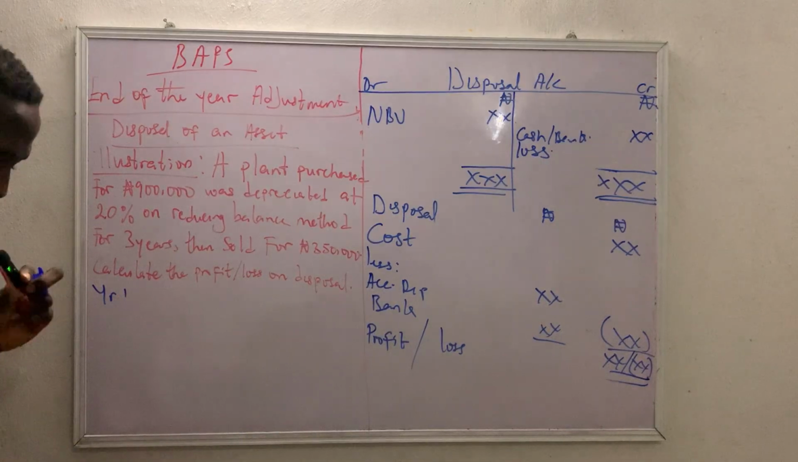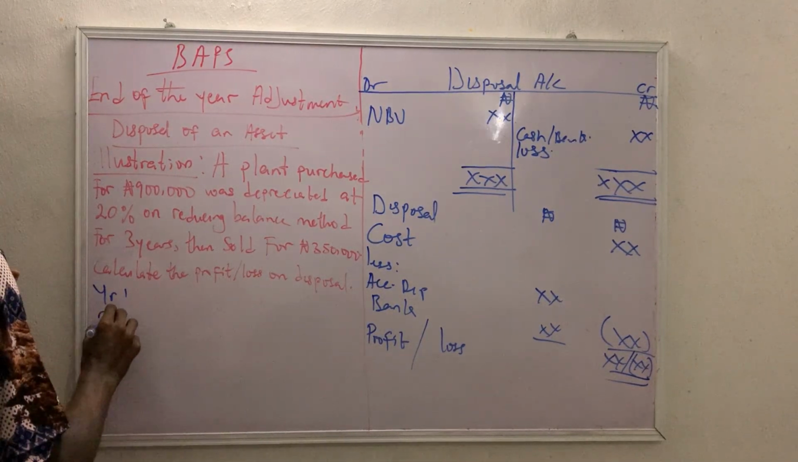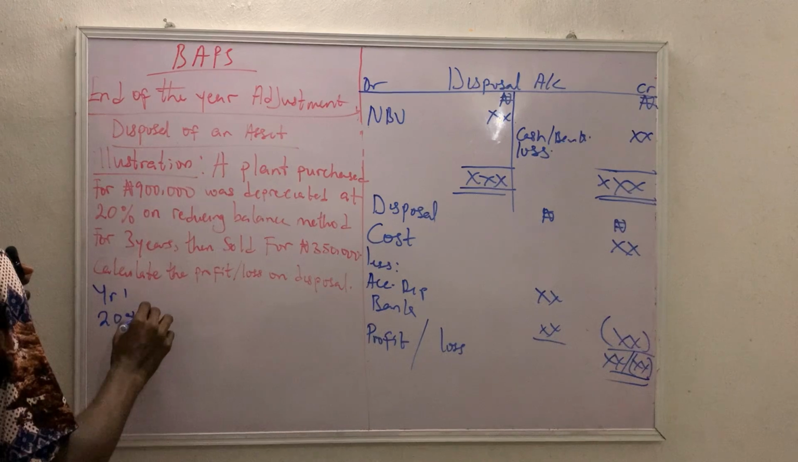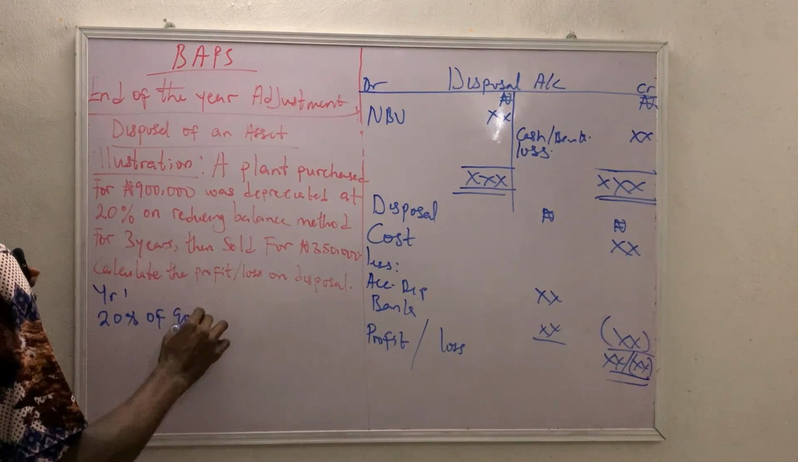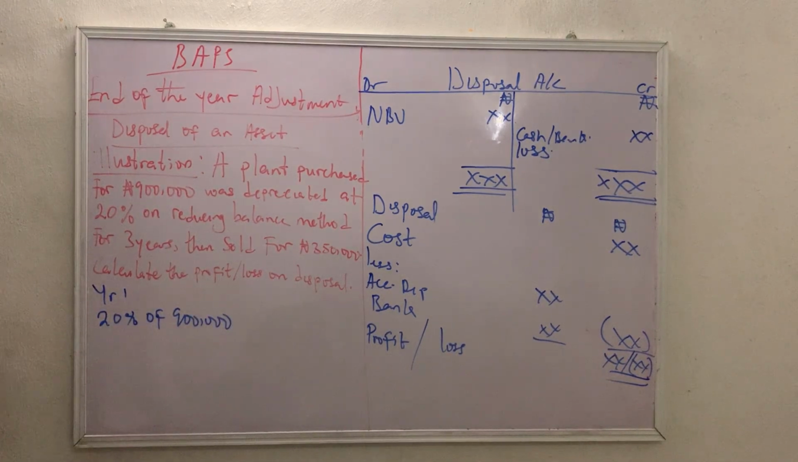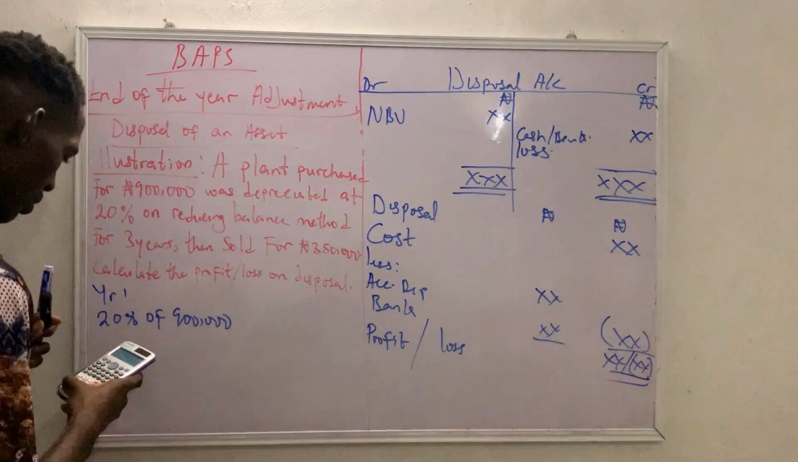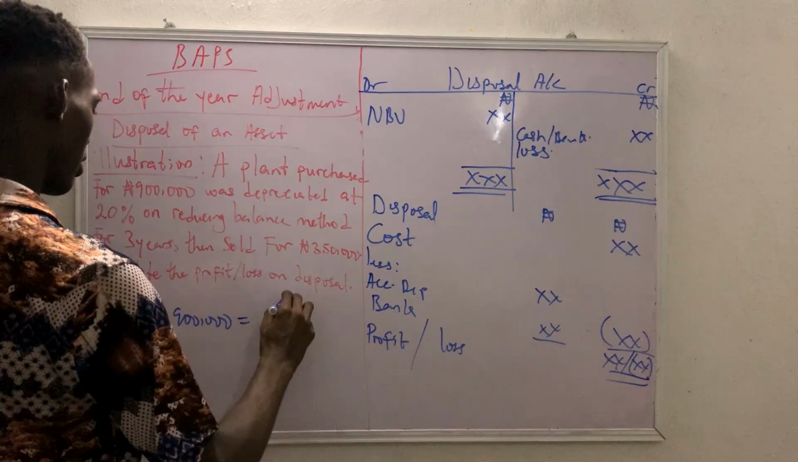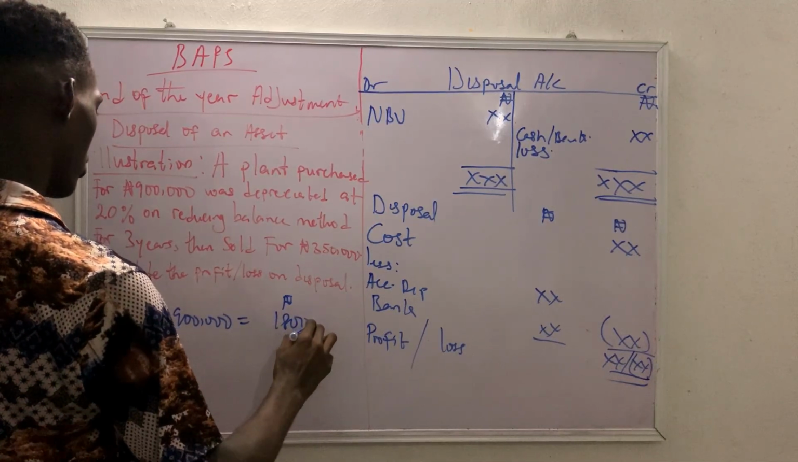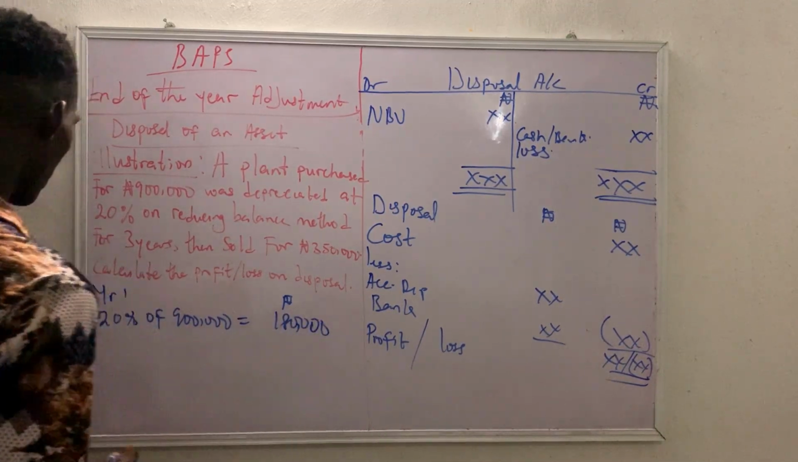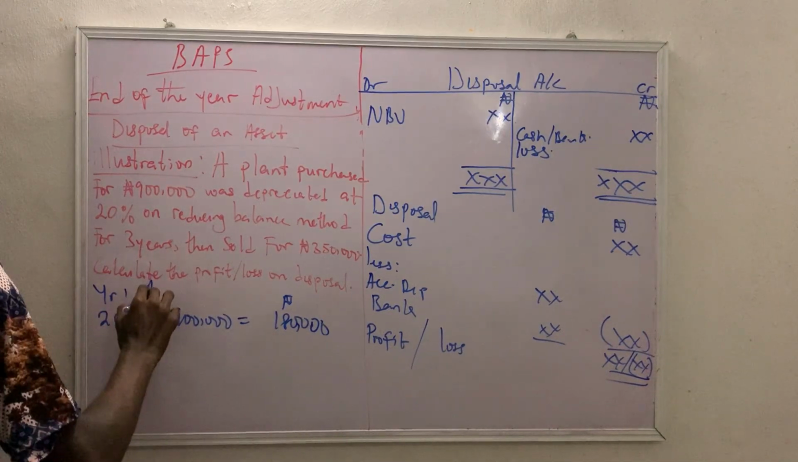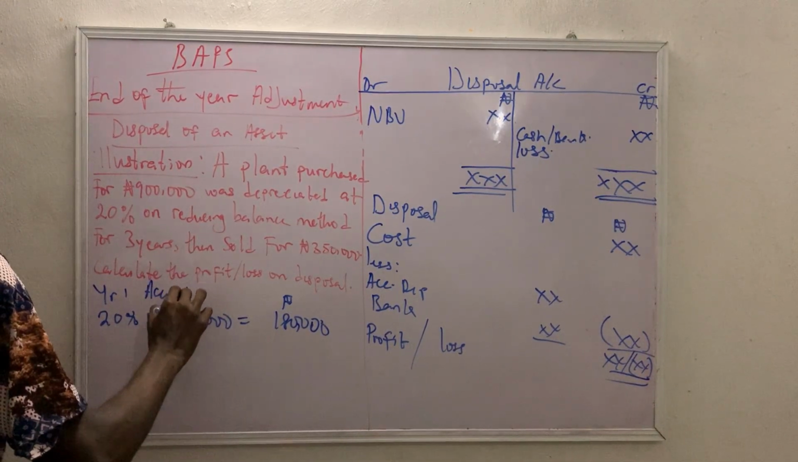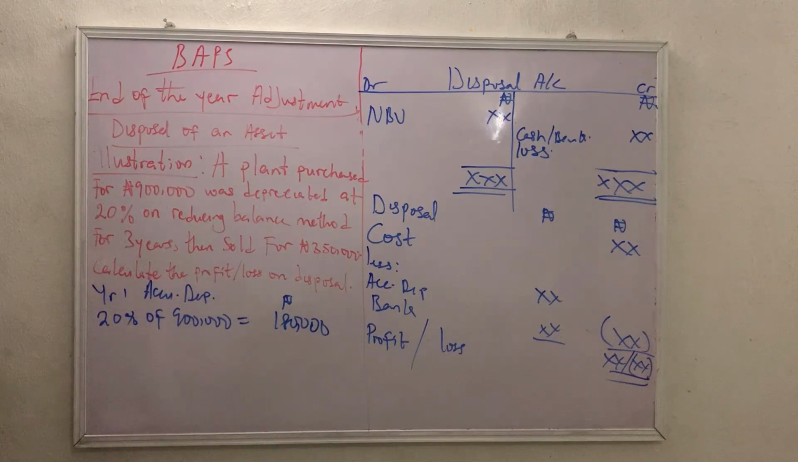So 20% of 900,000 naira. That will give us 180,000 naira. My bad. So 180,000 naira. These are accumulated depreciation. I'm gonna shorten this. So for year one is fixed.